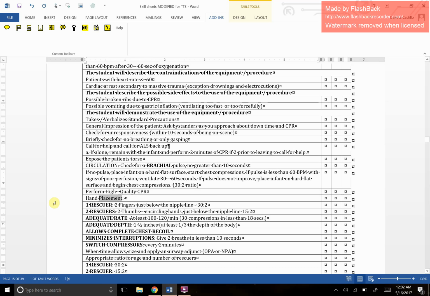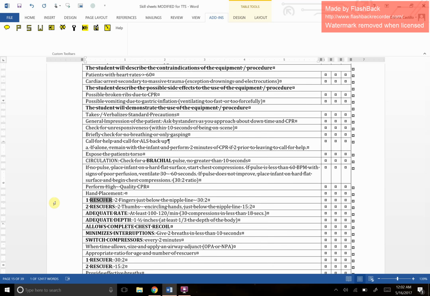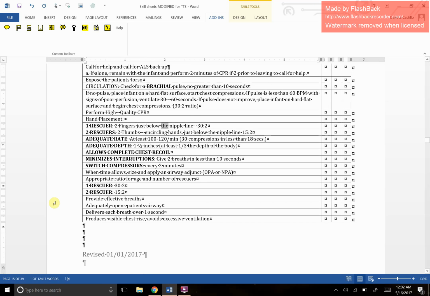Hand placement. 1 rescuer, 2 fingers just below the nipple line, 30:2. 2 rescuers, 2 thumbs encircling hands, just below the nipple line, 15:2. Adequate rate, at least 100-120/min, 30 compressions in less than 18 seconds.